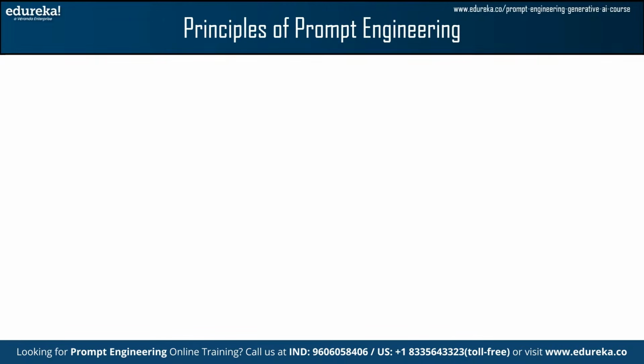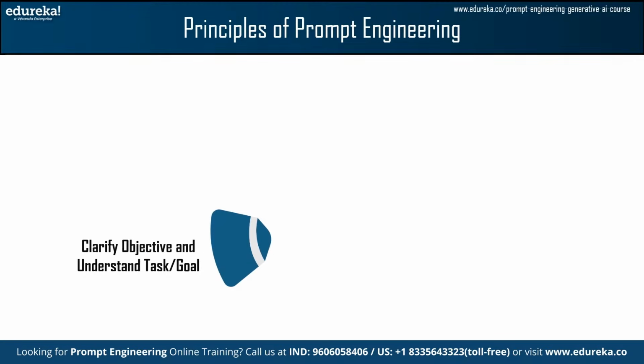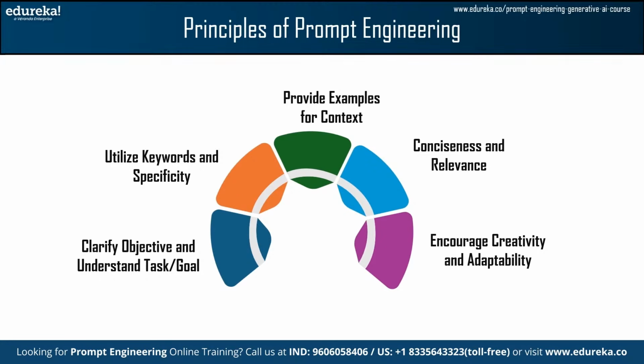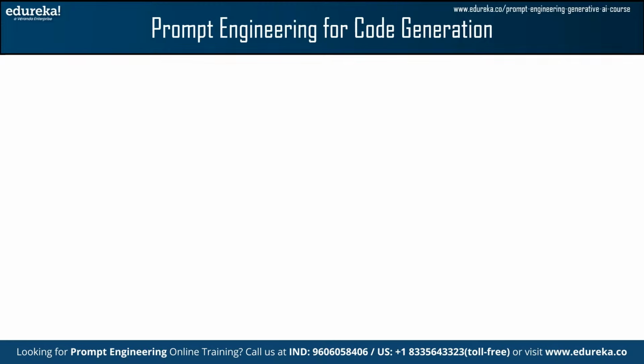Now, let's understand the principles of prompt engineering. These principles provide basic guidelines that can be consistently used to increase prompt engineering effectiveness when it comes to code generation tasks. First one is clarify objective and understand task or goal. And second one is utilize keywords and specificity. And the third one is provide examples for context. Next one is conciseness and relevance. And the last one is encourage creativity and adaptability. Let's understand them in brief.